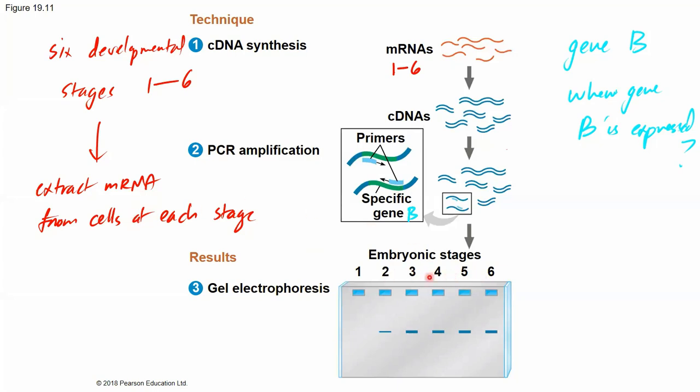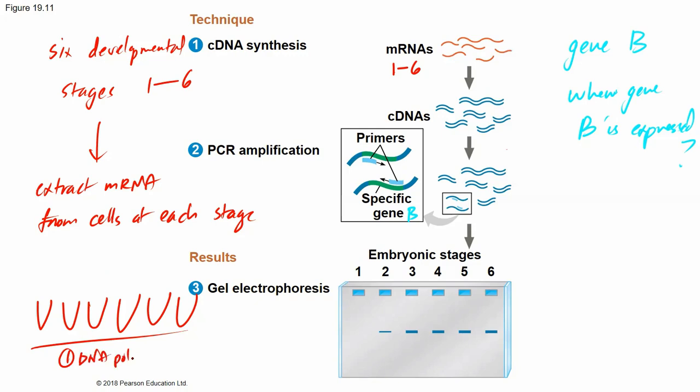And in each tube, okay, so we will have 6 tubes. And in each tube, we will add DNA polymerase, again, reverse transcriptase, dNTPs, primers, both specific primers and poly-T primers, and buffering system. But in each tube, we will have different mRNA sample.